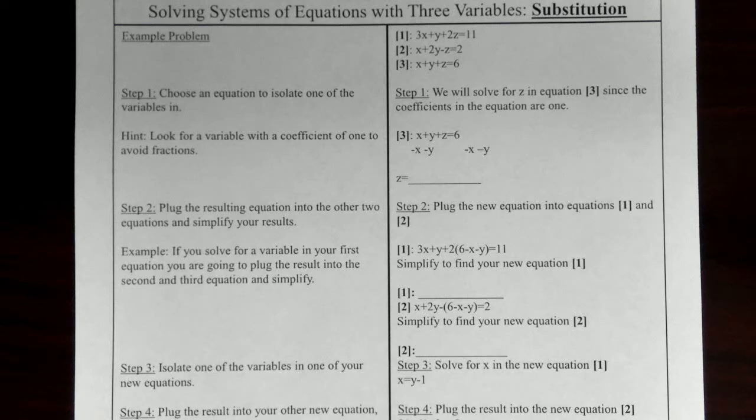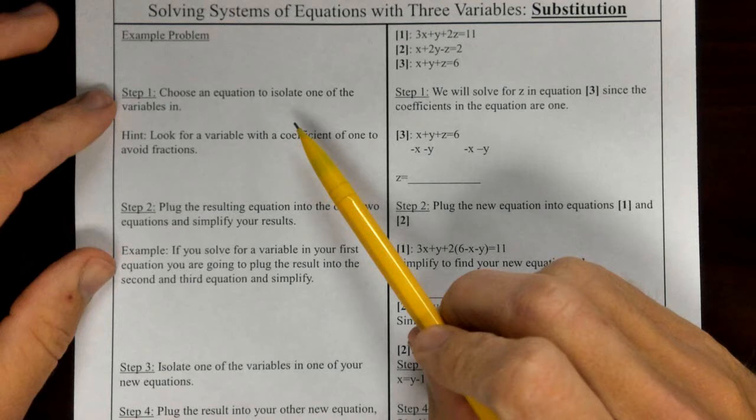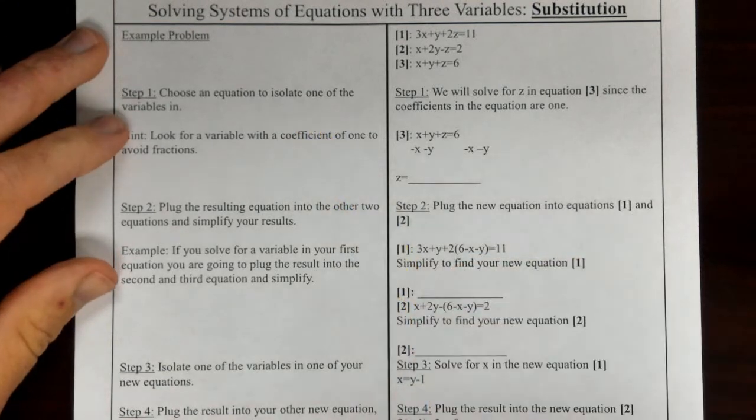Alright, Potty Peeps, today we are learning the substitution method, but oh my goodness, we're going to have 3 equations and 3 variables. Oh my gosh, so much different. Okay, so what we're going to do, step 1, is choose an equation to isolate one of the variables in. So I'm going to choose the easiest equation.